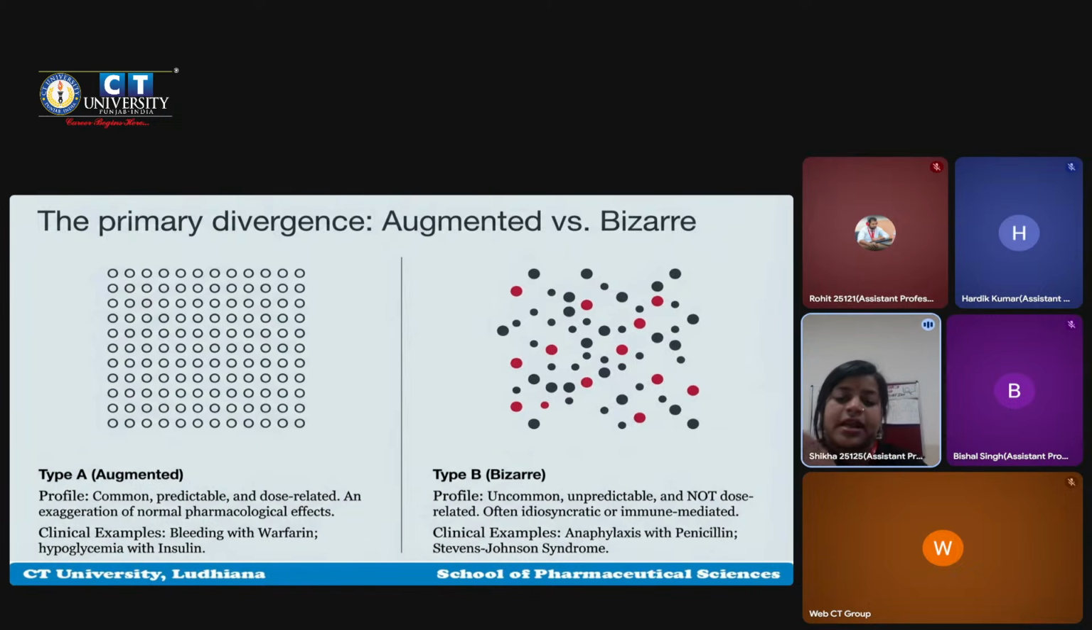So moving on this side, there is type B, that is bizarre. It is uncommon, unpredictable, and not dose related. It is not related to the dose. It can occur on the small doses also and on the high doses also. Next is often idiosyncratic or immune mediated. It could be immune mediated, means immune system is responsible for having these types of ADRs. Okay, so clinical examples are anaphylaxis with penicillin. Next is Stevens-Johnson syndrome.